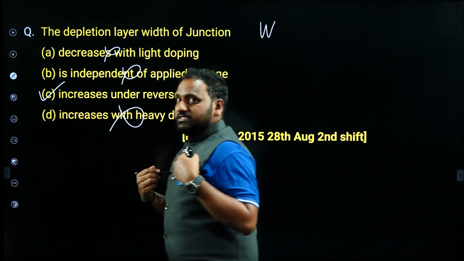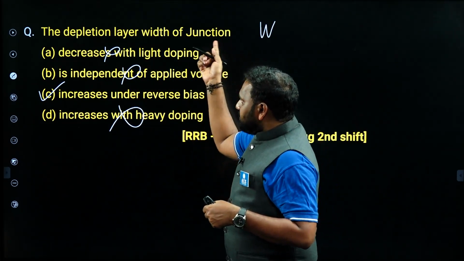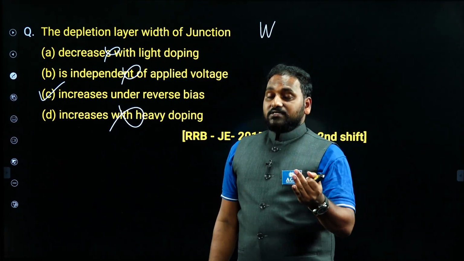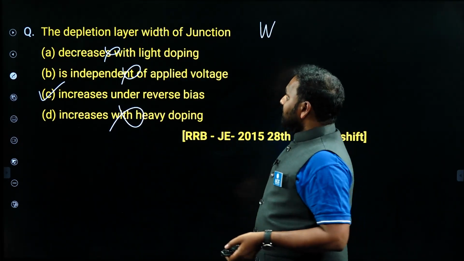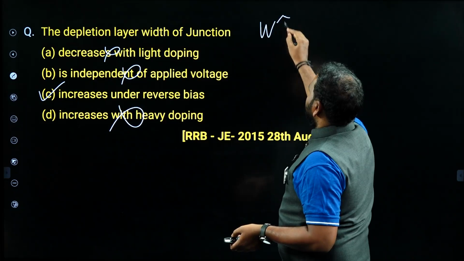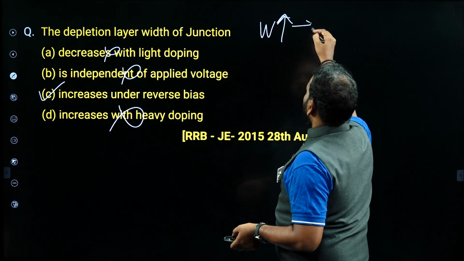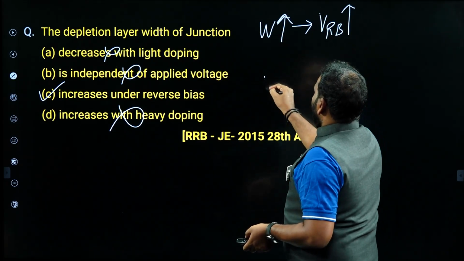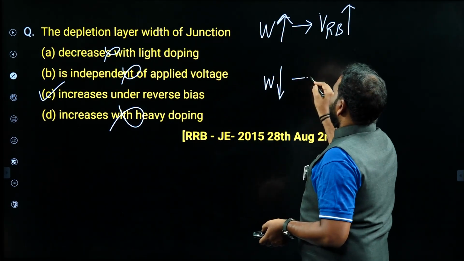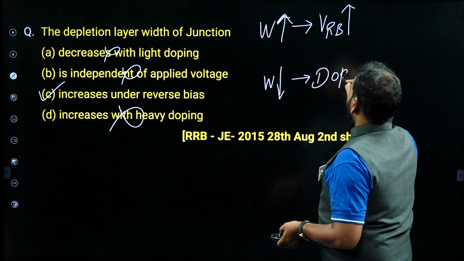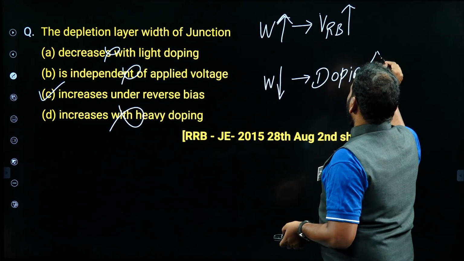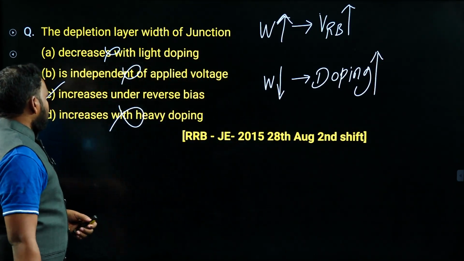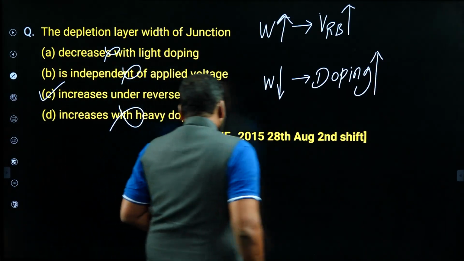That's quite a common point, so that is not my intention. If my intention were only to give the answer for this question, I could directly say reverse bias increase. I want to give extra information. So potential barrier width will increase if the reverse bias voltage increases. Potential barrier width decreases if the doping concentration increases. If doping increases, potential barrier width decreases. Okay, let me go for the next question.